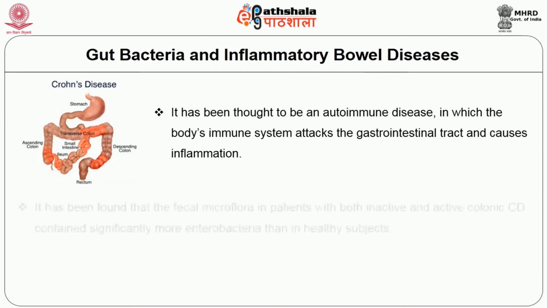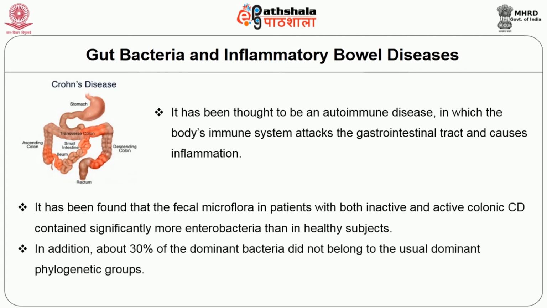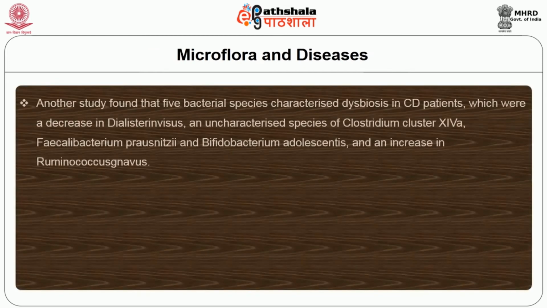and causes inflammation. It has been found that the fecal microflora in patients with both inactive and active colonic CD contained significantly more enterobacteria than in healthy subjects. In addition, about 30% of the dominant bacteria did not belong to the usual dominant phylogenetic groups. Another study found that five bacterial species characterized dysbiosis in CD patients: a decrease in Dialister invisus and an uncharacterized species of Clostridium cluster XIVa, Faecalibacterium prausnitzii and Bifidobacterium adolescentis, and an increase in Ruminococcus gnavus.